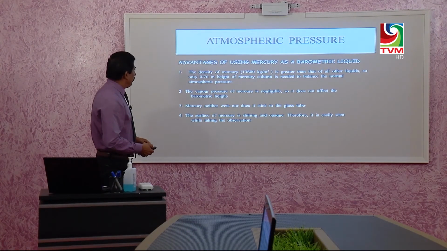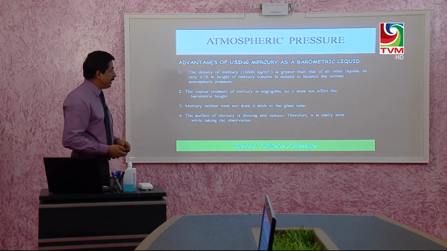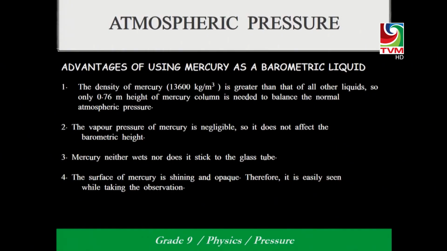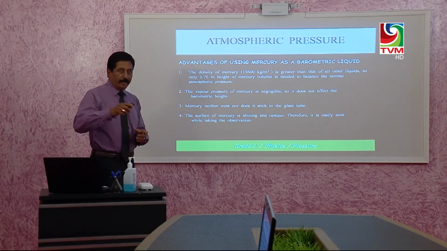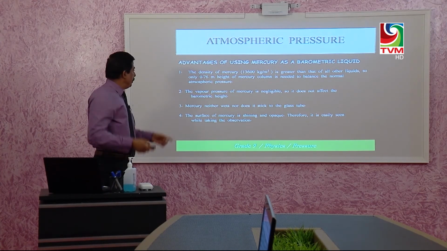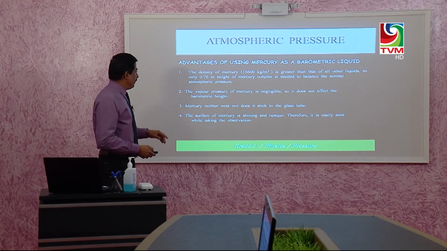Then, what are the advantages of using mercury as a barometric liquid? What are the advantages? The density of mercury is 13,600 kilogram per meter cube, which is greater than all other liquids. So, only 0.76 meter height of the mercury column is needed to balance the normal atmospheric pressure. So, if you use mercury, a tube of length only 1 meter is enough. That is, it will rise only 76 centimeter.